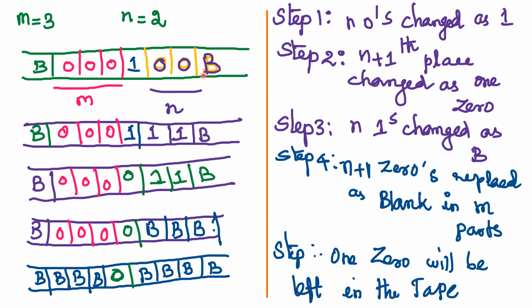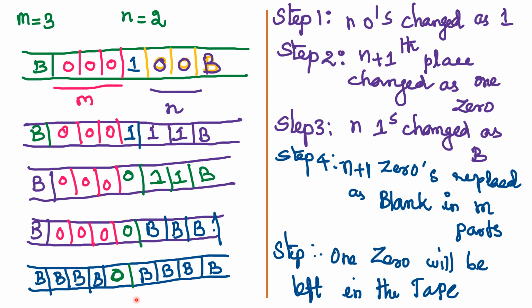For example, here the n zeros are replaced by 1s. And the n plus 1th place is replaced with 0. Whatever n value is given, that n plus 1th place is replaced by the blank. Here n is 2, so the third place is replaced with the blank symbol. That's all. So definitely the remaining 0 will be the answer. So this is as per the algorithm.